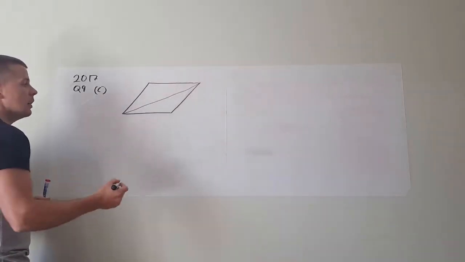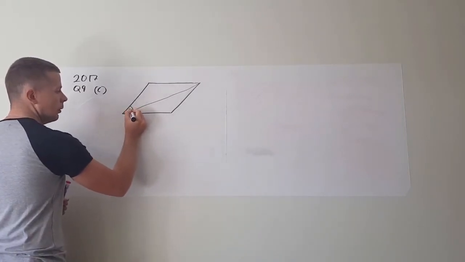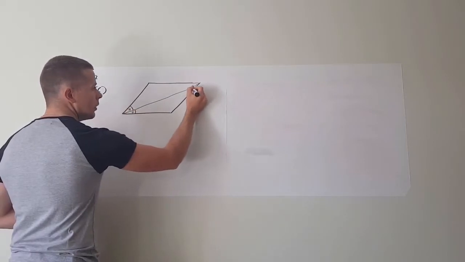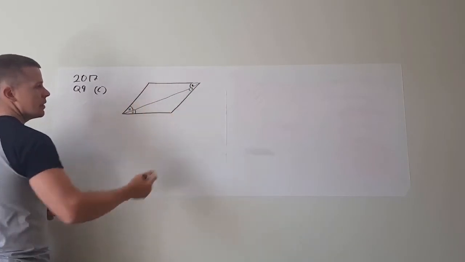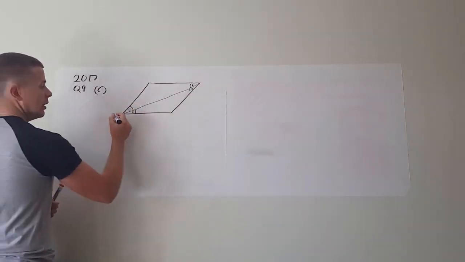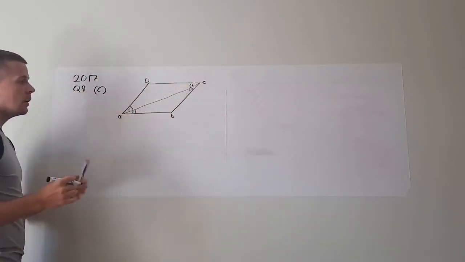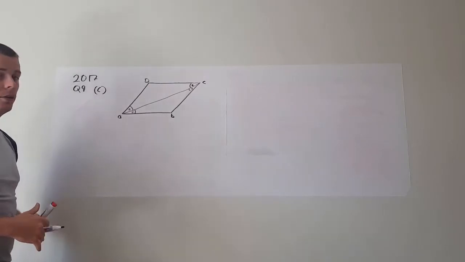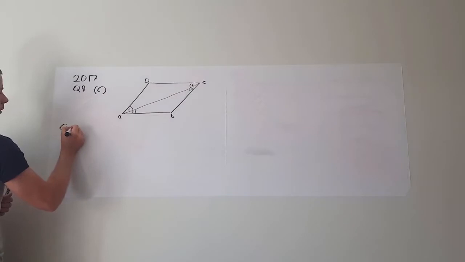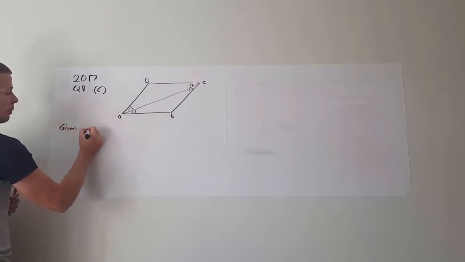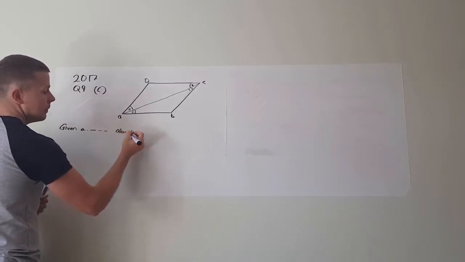Now we will label parts. So I'm going to label the angles 1, 2, 3, and 4, and we're going to label 5 and 6. Then I'll label the overall sides A, B, C, and D. So there's the diagram. All right, and what are we given? We're basically given a parallelogram A, B, C, D.